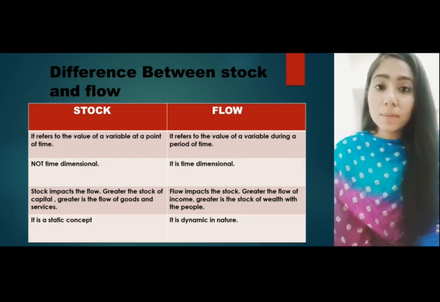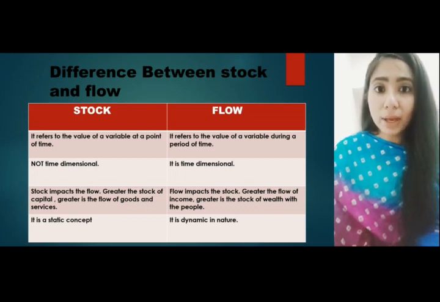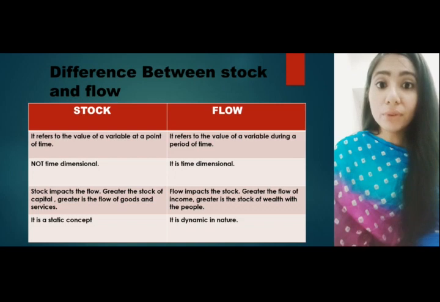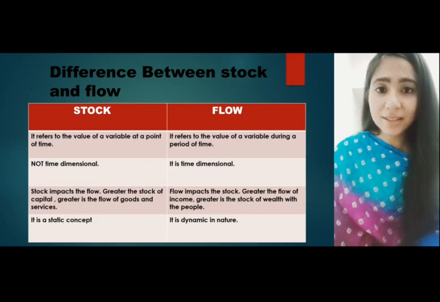And when you see the other side, the flow side, flow also impacts the stock. For example, when there is no flow of income, then there will be no stock of wealth, right? Wealth is a stock concept and income is a flow concept. So if you need wealth, then you also need a regular flow of income. So flow impacts the stock as well. So I hope this is clear, and this particular difference can be made more clear with the help of the next slide, regarding the mutual dependence of stock and flow on each other. So let's see that.